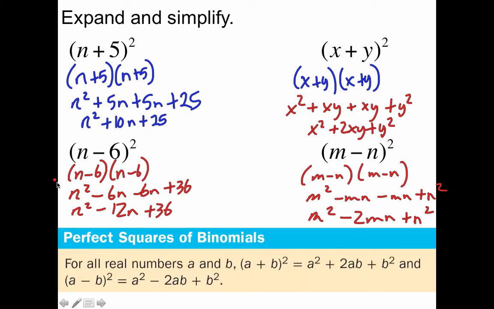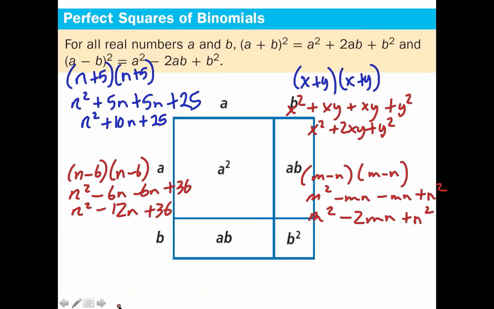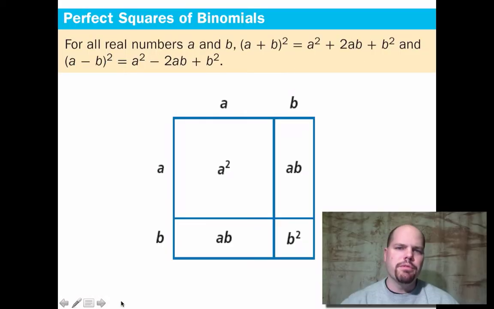So we call this perfect squares of binomials. If you have some quantity squared, whether it's a sum or a difference, the pattern is going to be a squared plus 2ab plus b squared. The only difference between these top two and the bottom two is the middle term was negative. So a minus b is going to be a squared minus 2ab plus b squared. All right, so that is the perfect square of binomials.